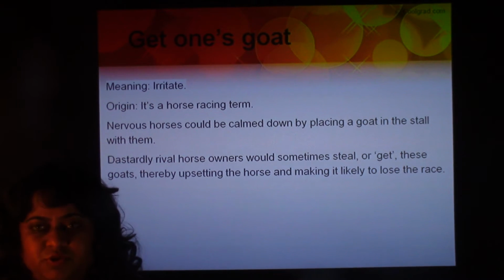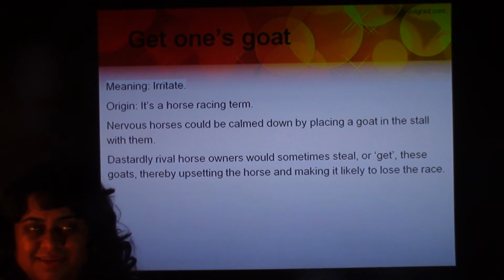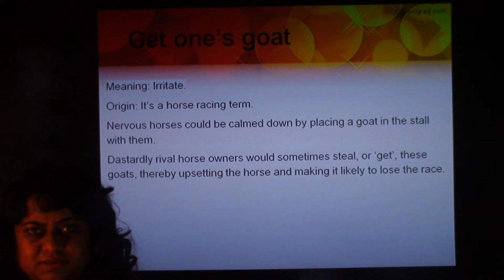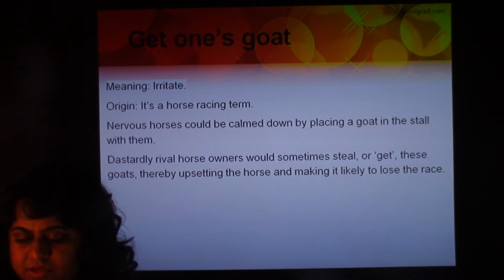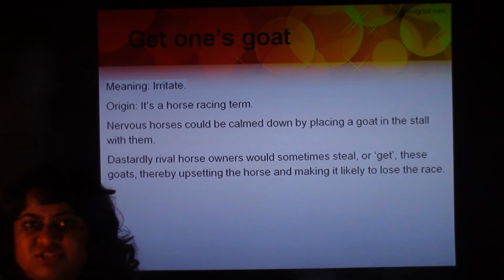To get one's goat means to irritate someone. This person's really getting my goat means he's annoying me. It's a horse racing term. Nervous horses would be calmed down by placing a goat in the stall with them. Rival horse owners wanted the other people's horses to be agitated, so they would steal these goats. So to get one's goat means to annoy someone, and it made the horse agitated so it would lose the race. But now we use it in any context, not just racing. To get one's goat means to annoy or irritate someone.